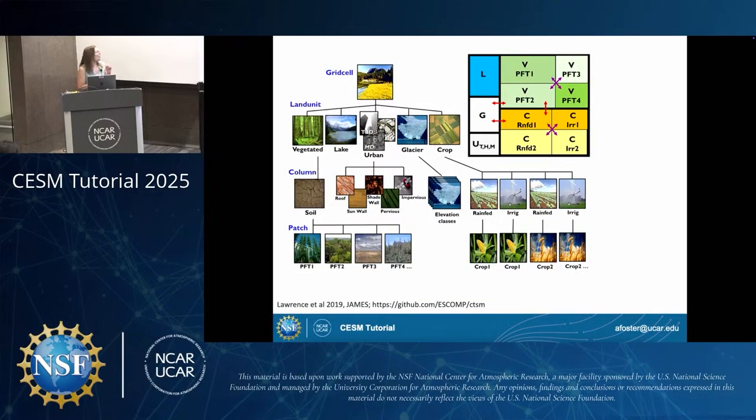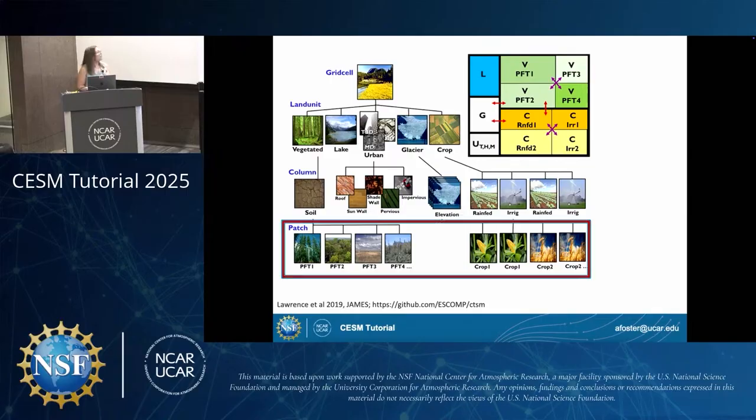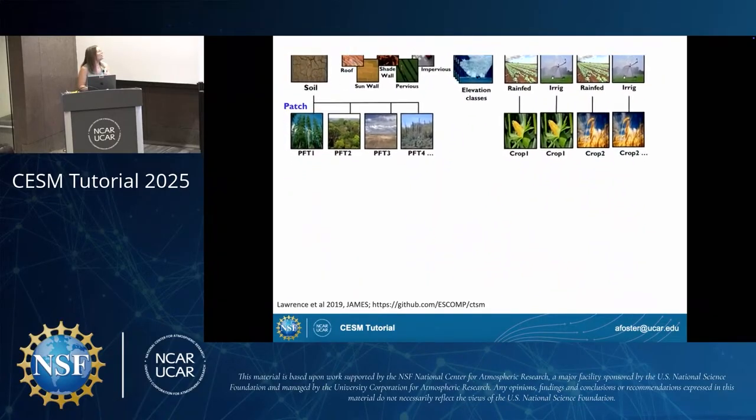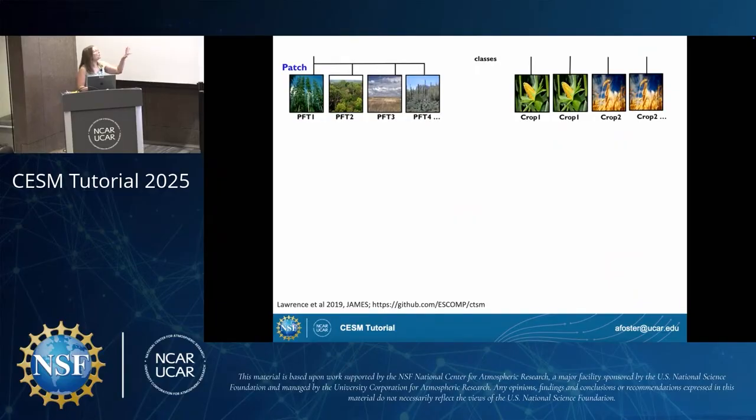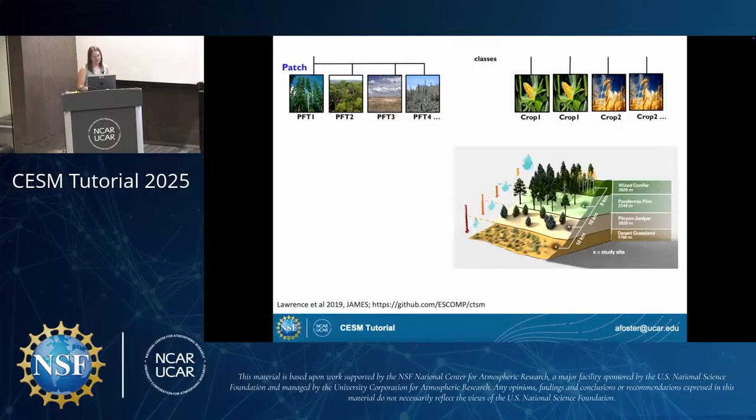Okay, so Will already showed this as kind of how we tile up the land. I'm going to zoom in on this patch here. Okay, so we've got the natural vegetated patch, and then we've got crops. Okay, so like Will said, the natural vegetation are all on one single soil column. The crops are on individual soil columns so that we can have differences based on irrigation.